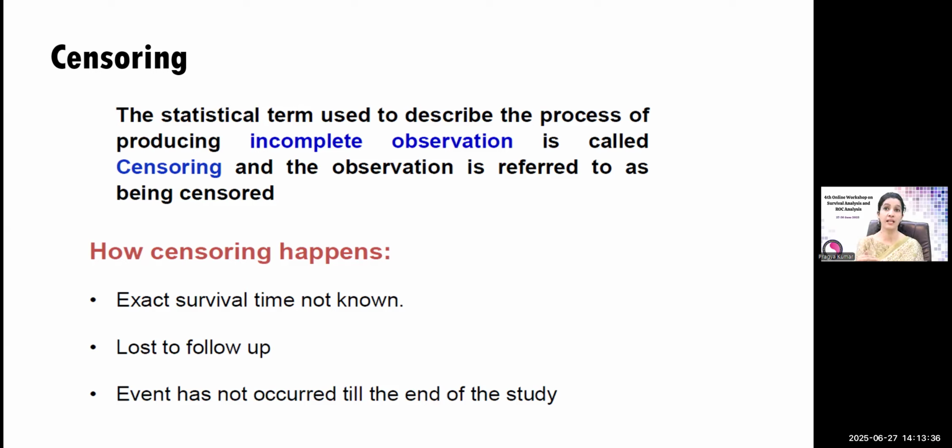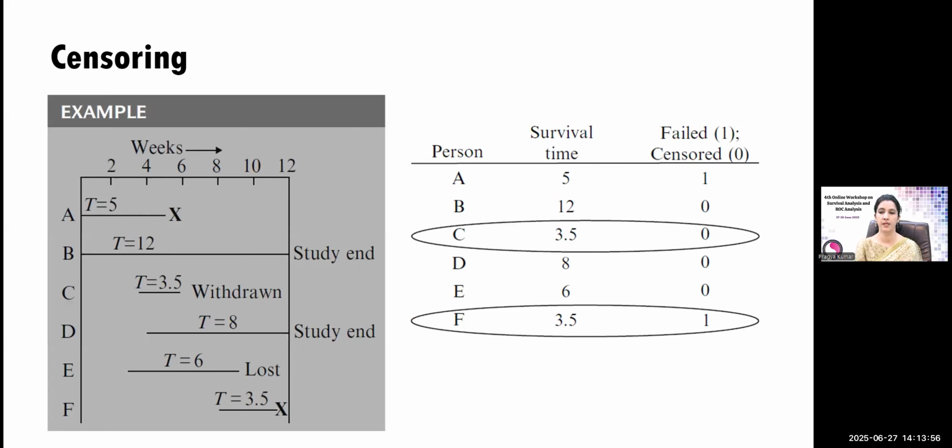Maybe we don't have the exact survival time because the person who was initially in our study was lost to follow-up. And the second case is where the person is healthy, or depending on the positive or negative outcome, the patient was with us till the end of the study, but the event did not happen in that particular person. This is again a type of censoring.